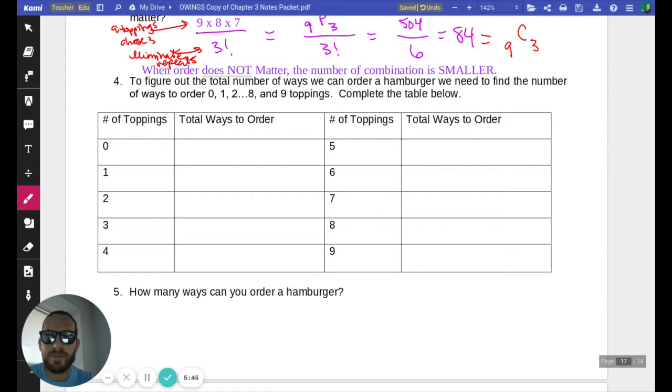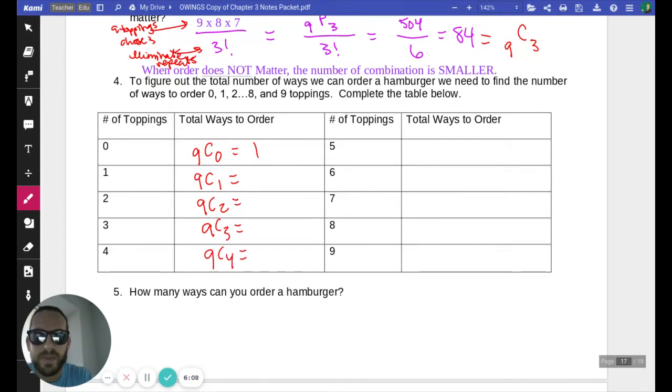we're going to go through all of these, no matter what number of toppings we have. For example, here we have 0 toppings. How many different ways can we order that? We're going to have 9 choose 0. And how many different ways can we choose 0? Well, there's only going to be 1. Then we're going to have 9 choose 1, 9 choose 2, 9 choose 3, 9 choose 4. I'll let you explore on your calculator how to calculate these. I'll have a separate video for showing permutations, factorial, and combinations on your calculator.